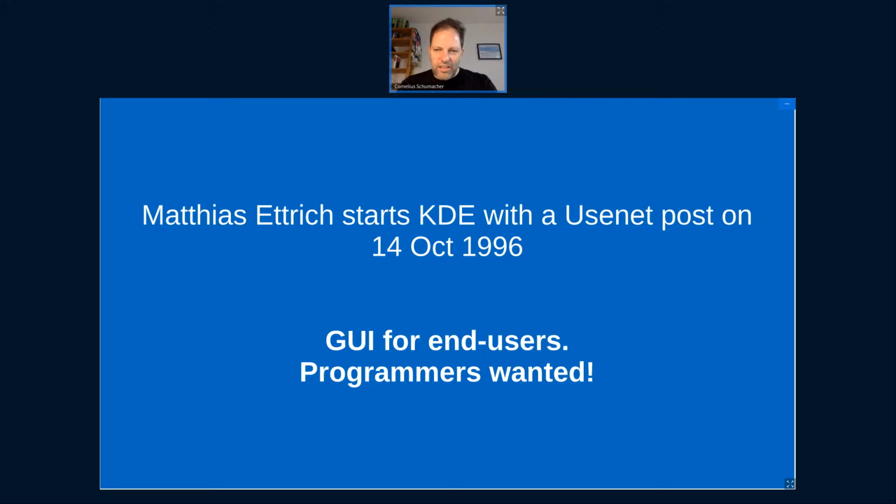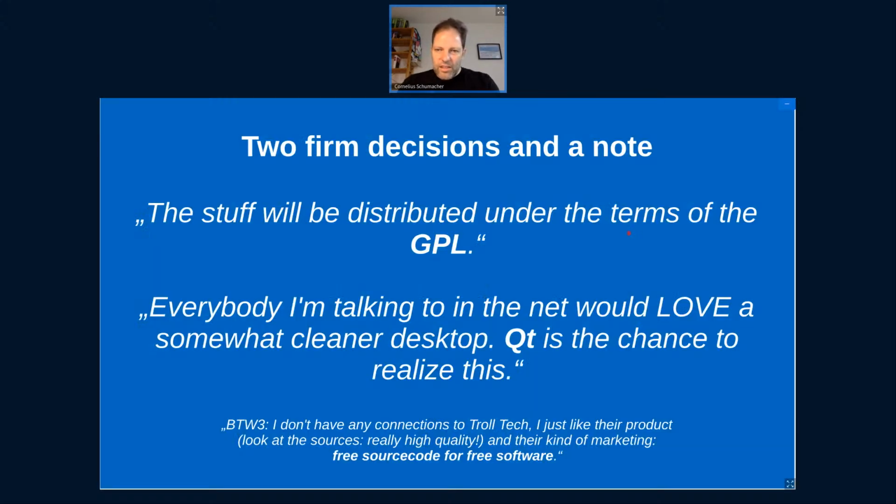And in 1996, in October, Matthias Ettrich, a German student, started a Usenet post. And he asked for programmers who wanted to join a project to create an actual graphical user interface for users, which was for normal people, not only the developers. And in his first email, he had actually two firm decisions. One was the stuff will be distributed under the terms of the GPL. So this was the start of a free software project.